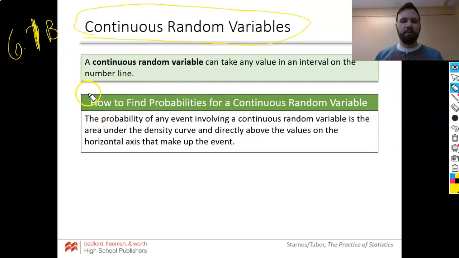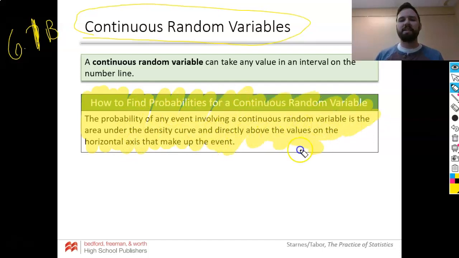So, how we're going to do this is by using a density curve. You guys have seen these density curves before. This should be a review from chapter 2, I do believe. Okay?